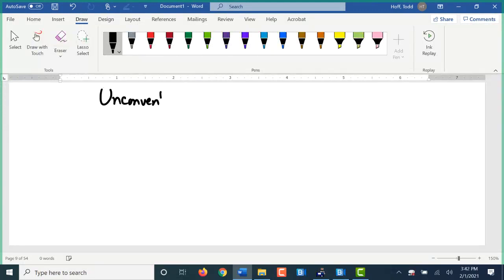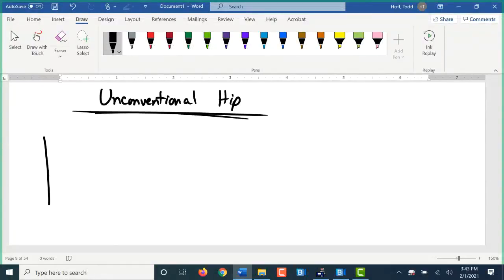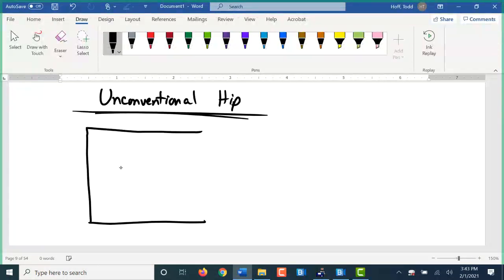Let's talk about unconventional. In an unconventional hip, the slope of the hip is not the same as the slope of the main roof. This makes life considerably more difficult for us. That's what I'm here for, to make your life easy.